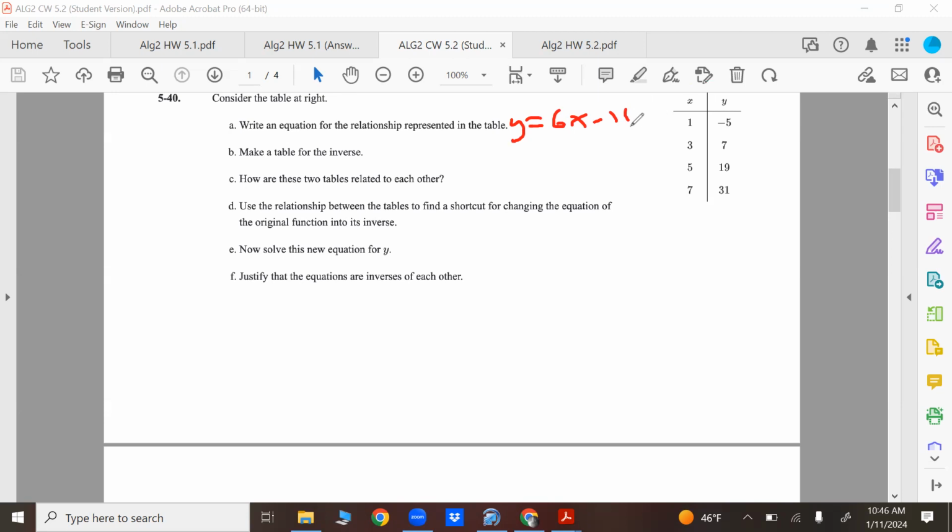Next up, make a table for the inverse. That's easy. Just swap the columns.